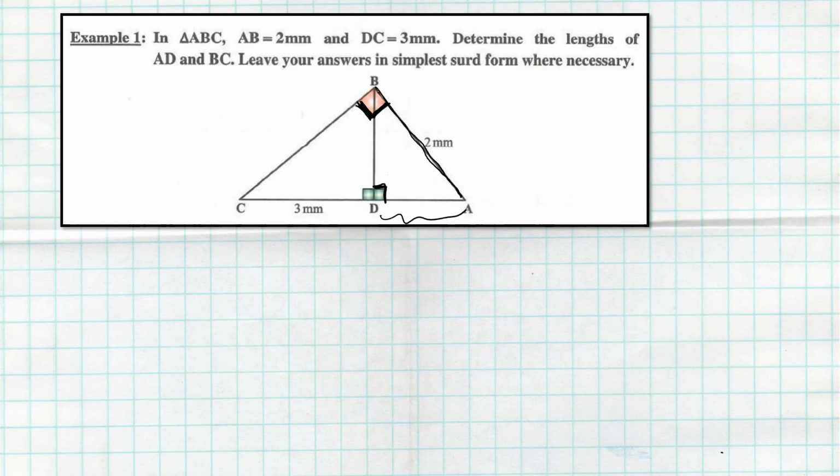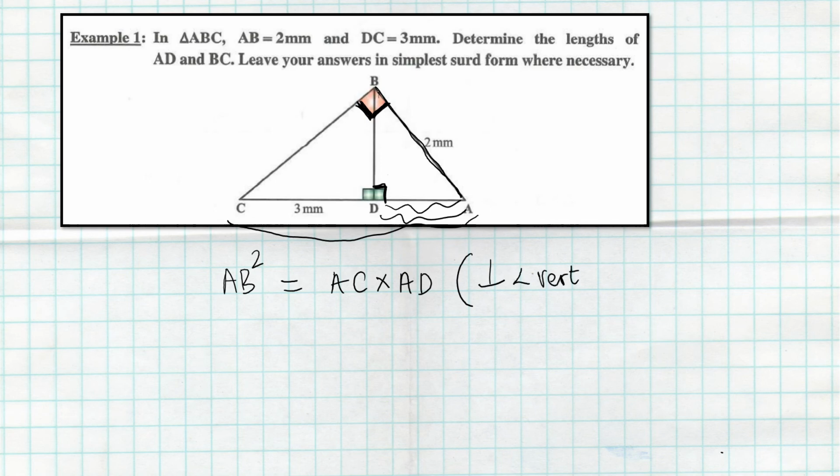Can you see? So then I can deduce that AB squared. Why am I saying squared? Because it forms part of the smaller triangle and also the bigger triangle. So it will be equal to the length of the bigger triangle multiplied by the length of the smaller triangle. The length of the bigger triangle is AC, multiplied by the length of the smaller triangle, which is AD. And the reason that you give is: perpendicular line from perpendicular vertex to hypotenuse. That's the reason that you give.